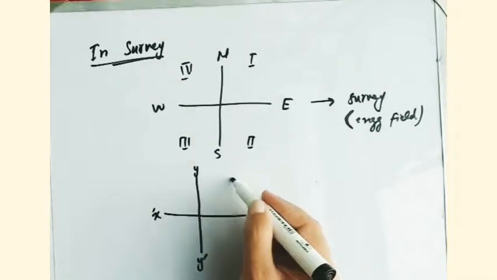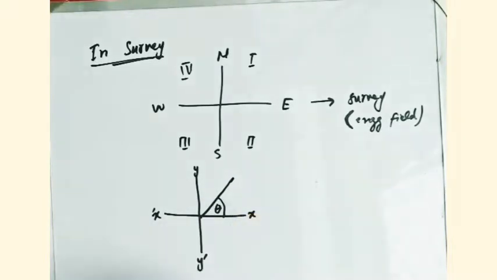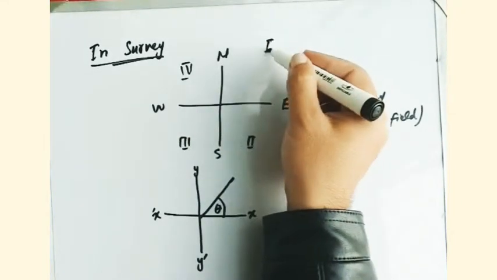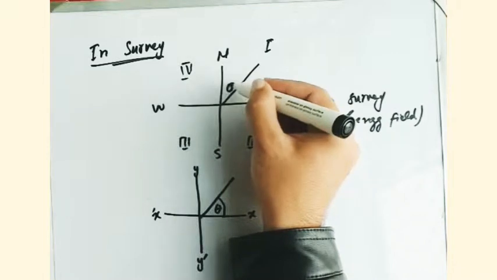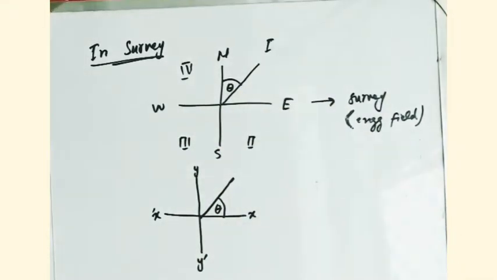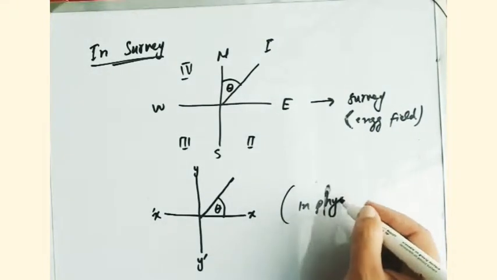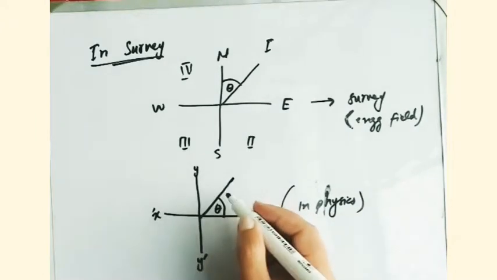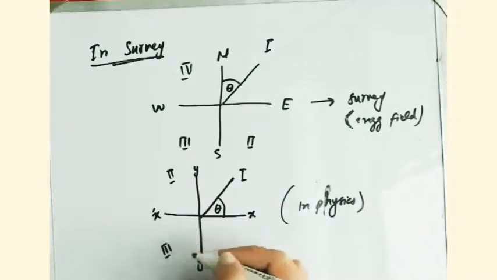If I make any line and I want to find the angle, that will be with respect to the x-axis. But in survey, if I have a line, I will calculate the angle with respect to the vertical line, which is north south. That is the difference. Similarly, in physics, that is the first quadrant, that is the second quadrant, that is the third quadrant, and that is the fourth quadrant.